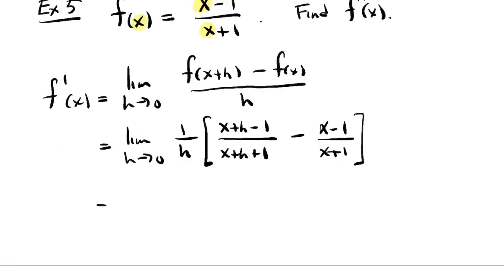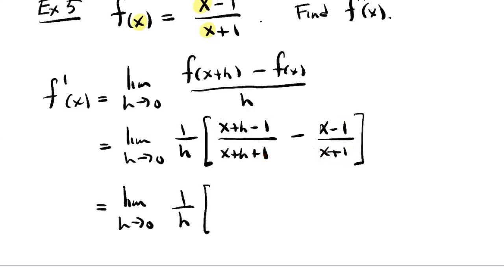Now we need to get a common denominator. We need to get a common denominator because we need to eventually cancel this factor of h so we can directly substitute h equals 0. So the common denominator I'm going to take is just going to be the product of those two denominators, which basically means I have to multiply the numerator of the fraction on the left by the denominator of the fraction on the right, and vice versa.